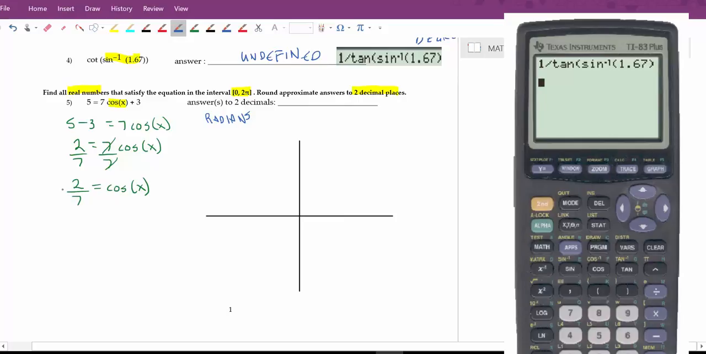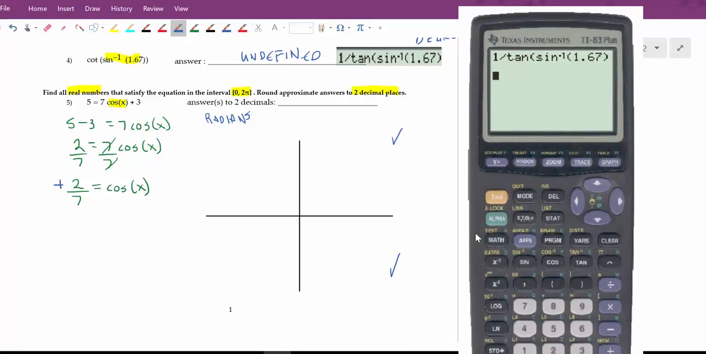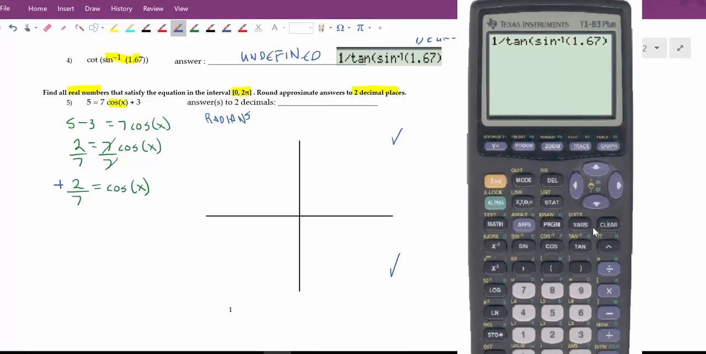This is a positive number, so that tells you the cosine is positive in quadrant 1 and quadrant 4. You have to have that knowledge, of course. So now we're going to put this in our calculator like this: inverse cosine of 2/7, and that's going to give us an answer of 1.28. So our first answer is x equals 1.28 radians.